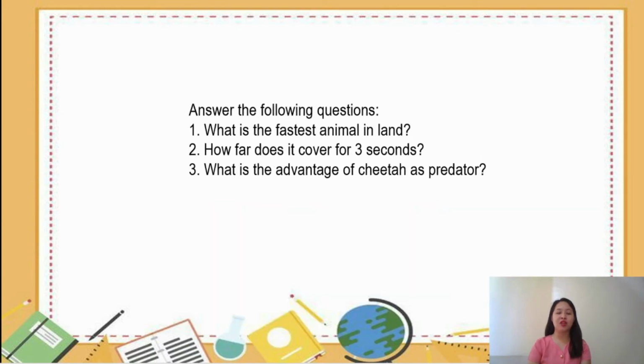Answer the following questions. 1. What is the fastest animal on land? 2. How far does it cover in 3 seconds? And 3. What is the advantage of the cheetah as a predator? I will give you 15 seconds to answer those questions.